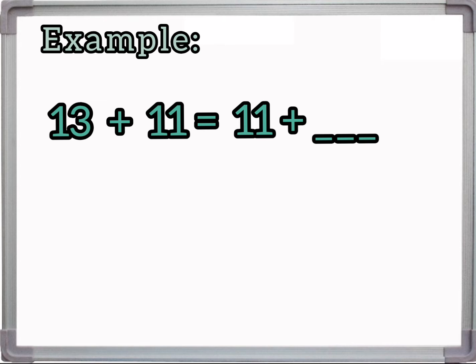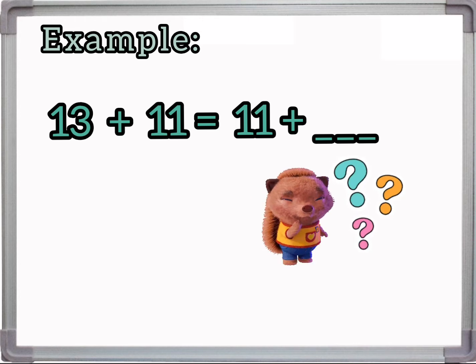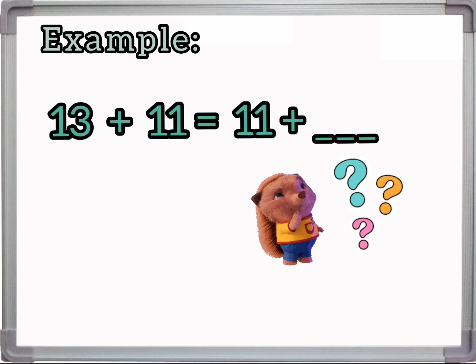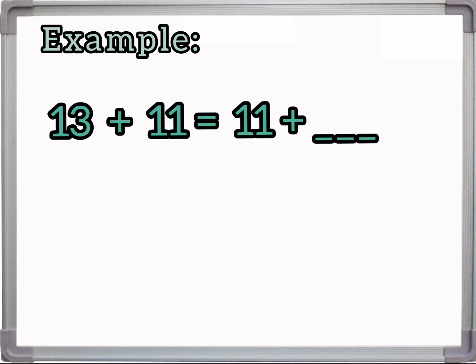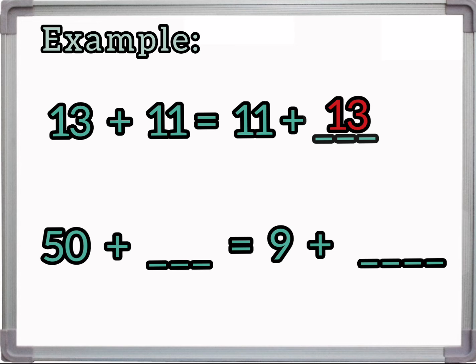So if we have 13 and 11 on the left side, and on the right side we have 11 plus blank, what number is on the left side that is not on the right side? Yes, it is 13. So we already have 11, only 13 is missing. So that means we are going to write 13 on the right side. So 13 is missing. Now let's check this other example.